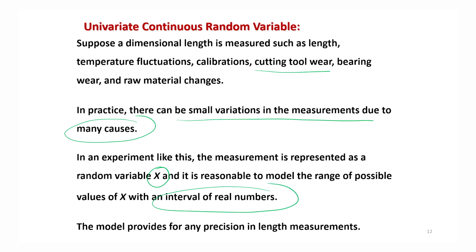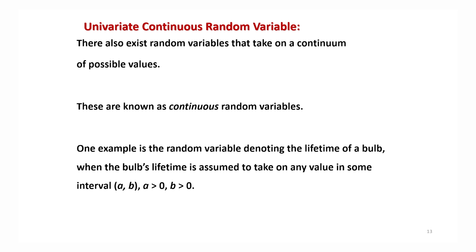Right. So if I consider that for any equipment you are going to measure the length, temperature fluctuation, calibration, etc., this type of model will give us an idea about the precision in the length measurements. But these values are going to be measured on some continuous scale. There will always exist values between two values. That is what I mean to say. So now I can say that there exist random variables that take on a continuum of possible values, and such variables are known as continuous random variables.